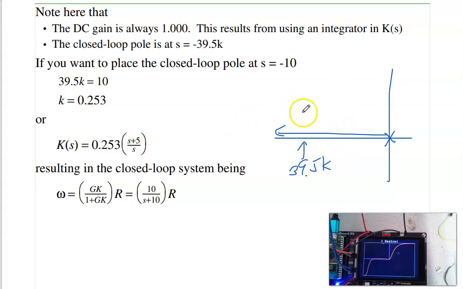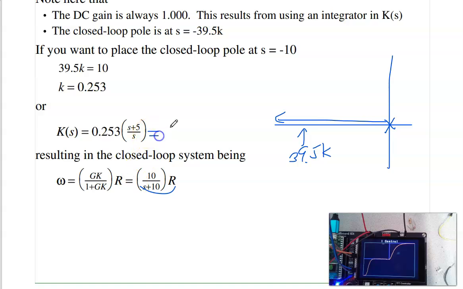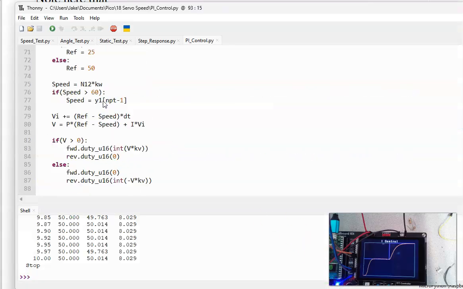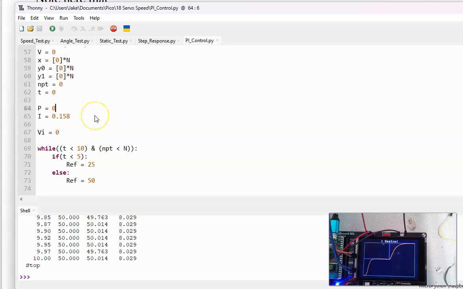If I want a very specific response, like I want the pole to be at minus 10, then k is 0.253. So there's k of s, 0.253, s plus 5 over s. And that should give me this closed loop system. That's my PI compensator. This is equal to P plus I over S, or it's equal to P times S plus I over P over S. So P is 0.235, I is 5 times P. Let's try that. So P is 0.235, I is 5 times P.